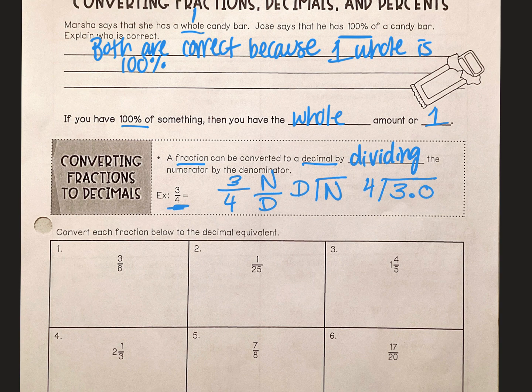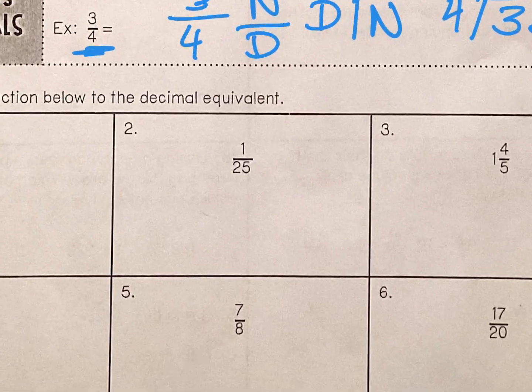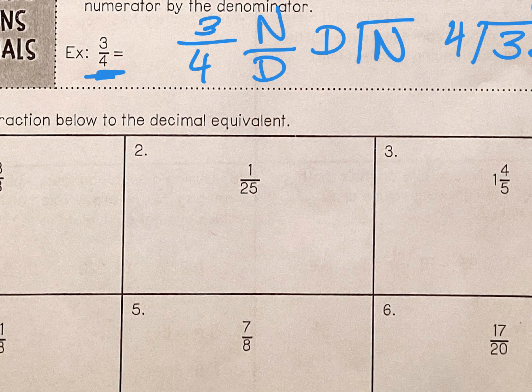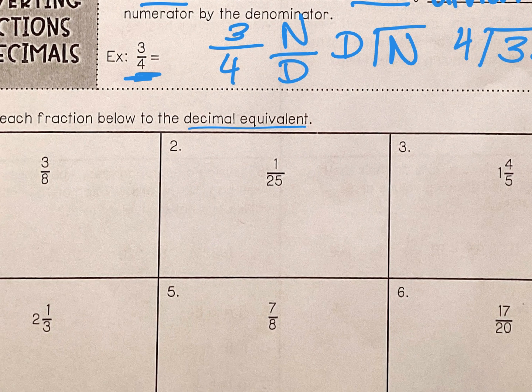So for example, looking at number 2, we have 1/25. Okay, now if I wanted to convert that to the equivalent decimal, I would need to take my numerator, my denominator, and divide those out. So that means that 1 is going to go inside of my division box, and 25 is going to stay outside. 25 can't go into 1, so I have to add a decimal and a 0.